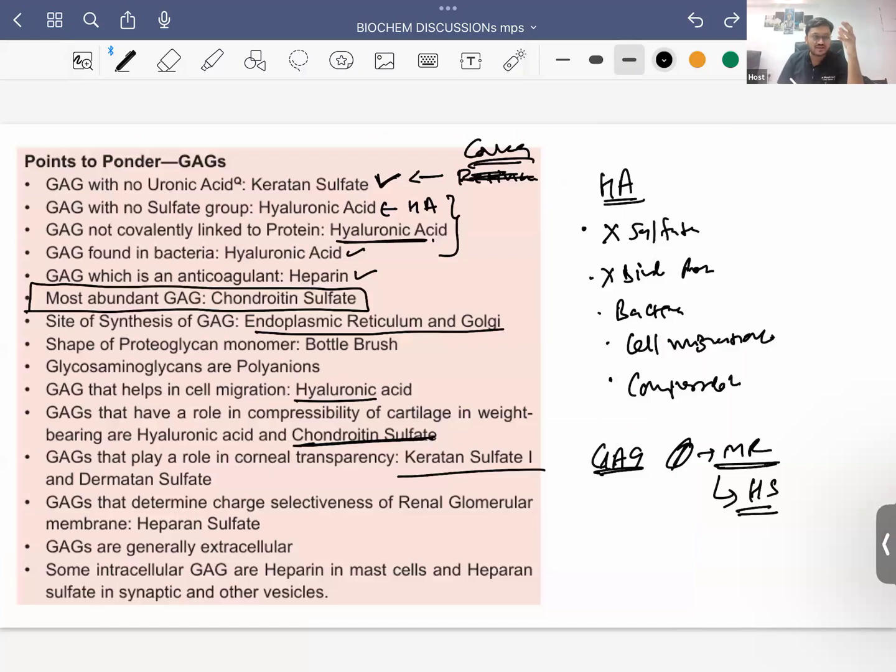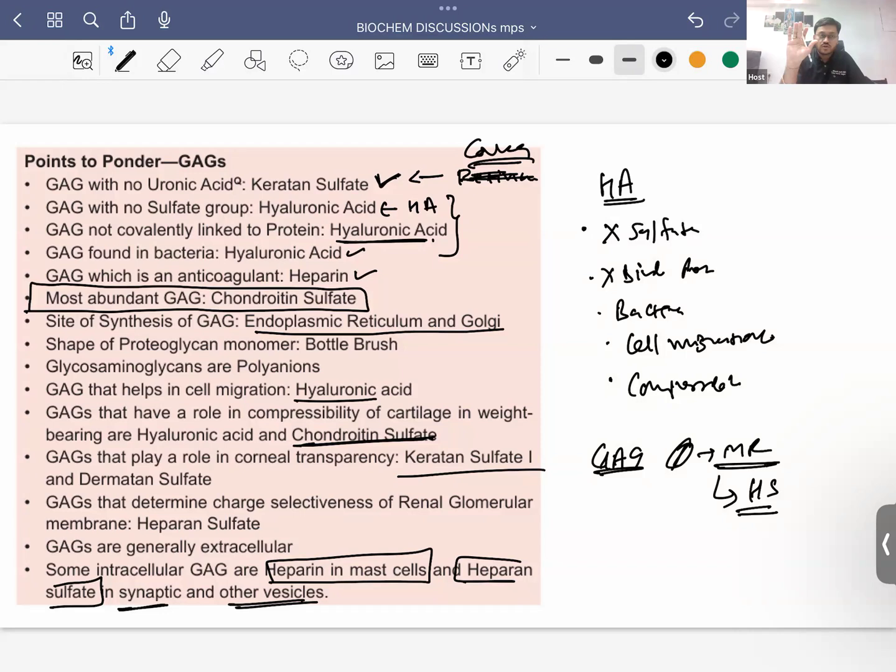But in general, in the cell, which glycosaminoglycans are present? Heparin is present in mast cells, and heparan sulfate is in synaptic and other vesicles. Synaptic vesicles, we all know, are at the area of synapse where the nerve and muscle are in contact with each other. Within them there are synaptic vesicles, and in that heparan sulfate is present. The glycosaminoglycan present in heparin will be the mast cell. So you'll be able to remember all these things. Even if you're not able to remember right now, make notes and try and revise whenever you're doing it next.